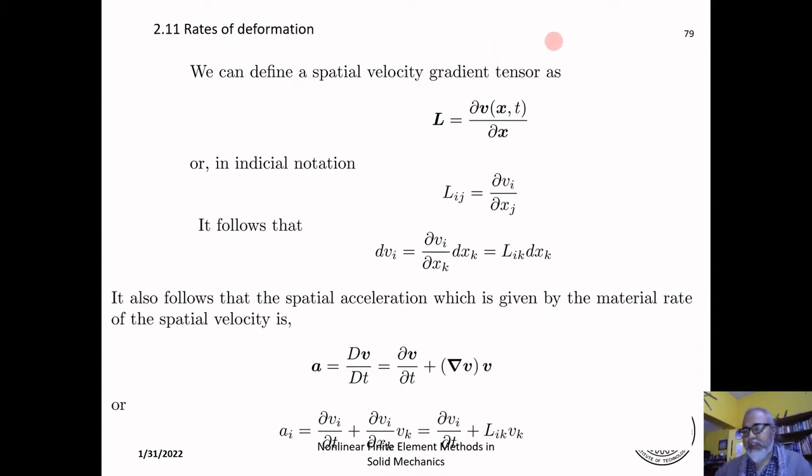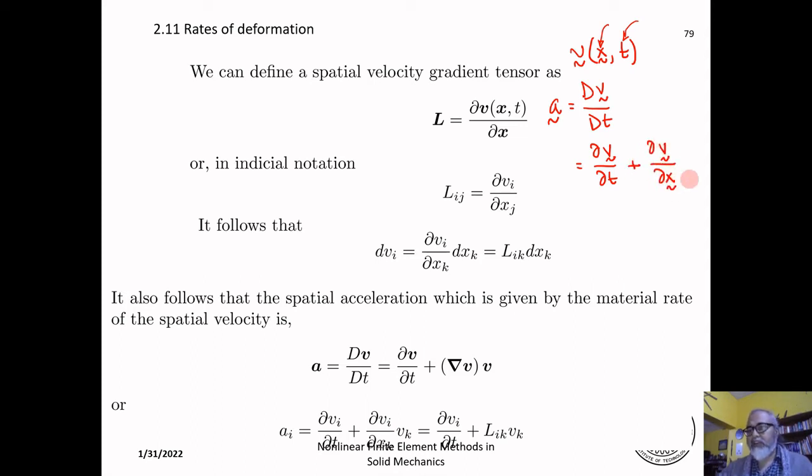Now we know that if we have any spatial quantity and we want to find the total derivative of v with respect to time, we have to consider the fact that not only is this explicitly a function of time, but x itself is also implicitly dependent on time. Therefore, acceleration, which is the total derivative of v, will be written as del v del t plus del v del x into del x del t, which itself is v. So this is del v del t plus the spatial gradient of v times v.